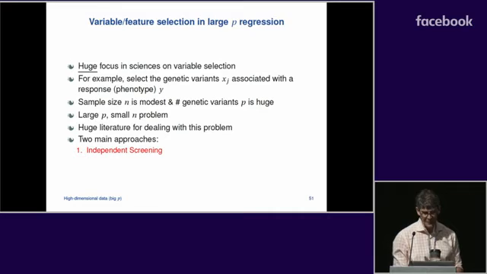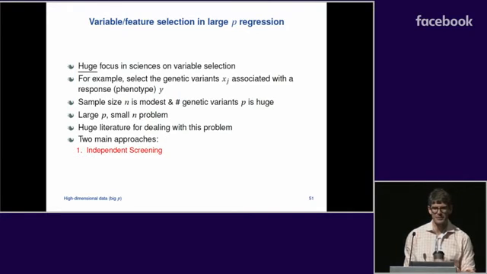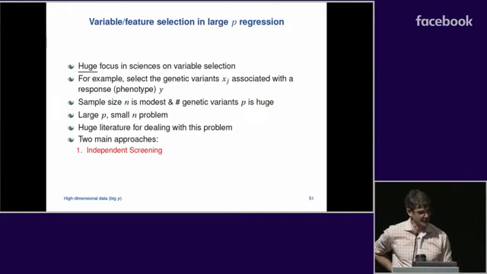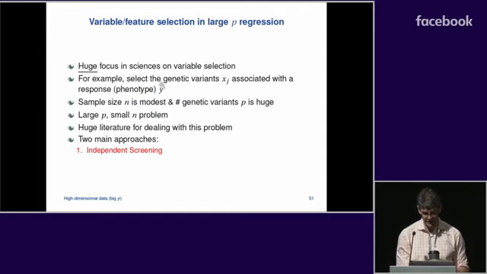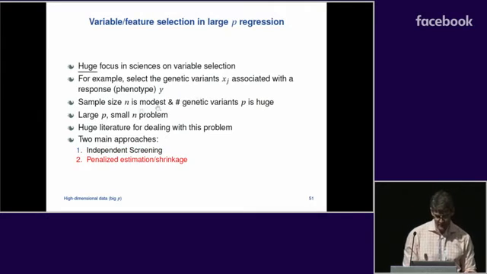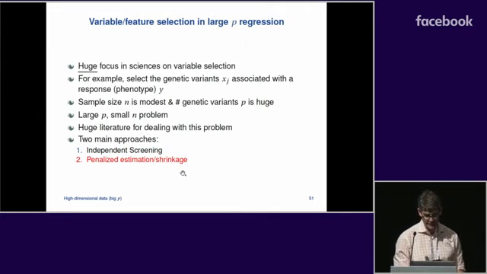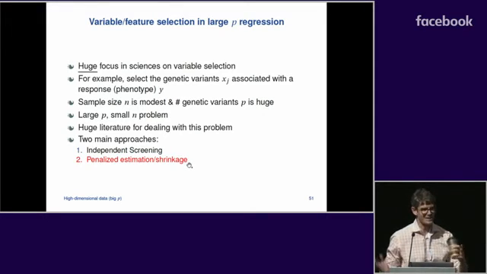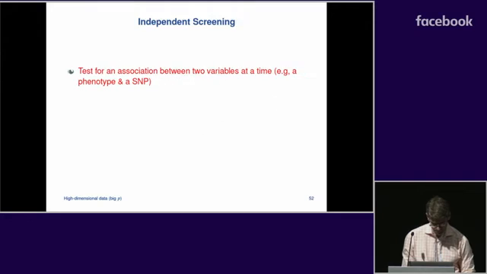So mostly what people do, beyond this Bayes versus frequentist divide, are two main approaches. The most popular, I would say, is what's called independent screening. We might look at some sort of statistical test for association between Y and X_j. We do that separately for each j, get a billion p-values, and then threshold them. The other type of approach people often use is some sort of scalable penalized estimation or shrinkage, with lasso and elastic net, et cetera, being popular examples.